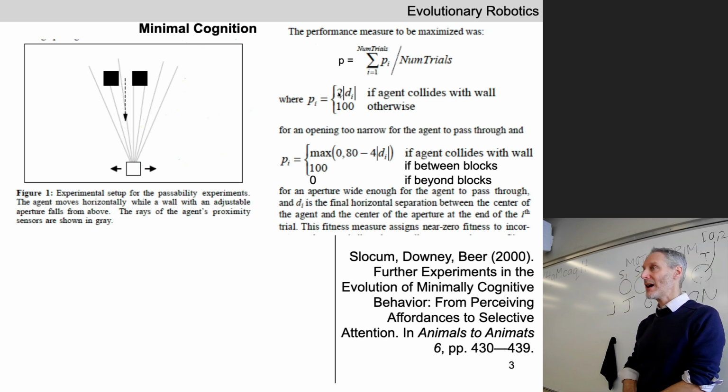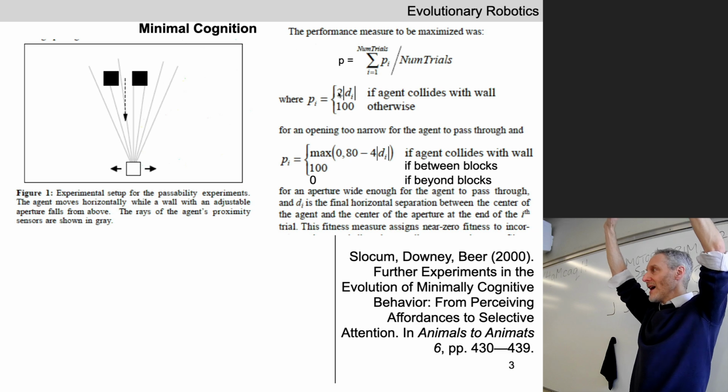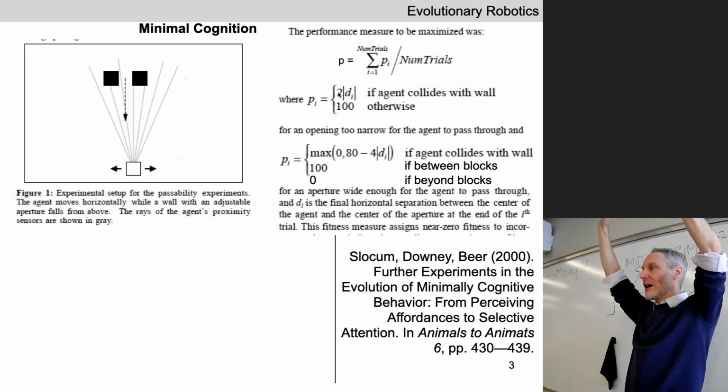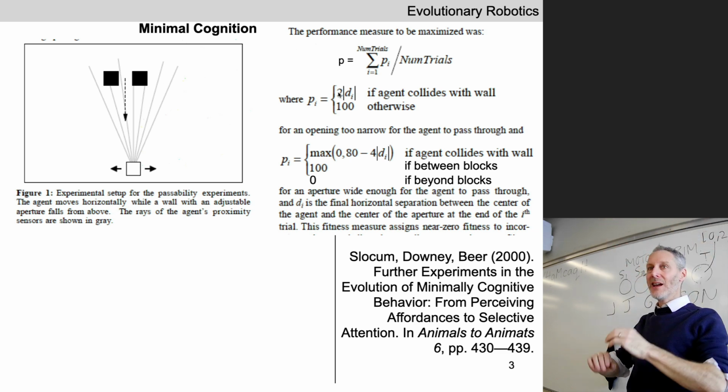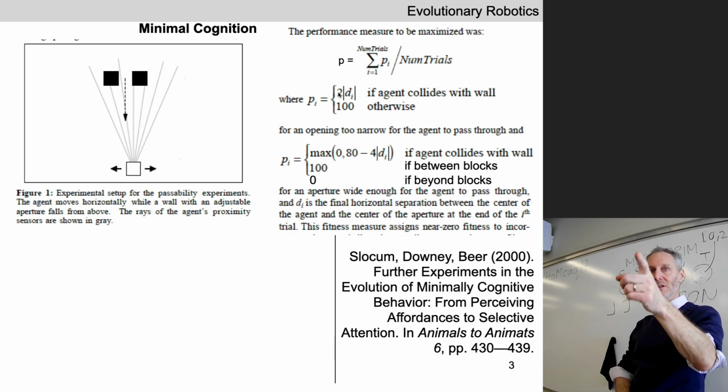So if we minimize D sub I, it would be 0. I'm right underneath the pair of objects. The gap between the pair of objects is too narrow for me to get through. I get hit. That's the worst possible thing the agent can do.